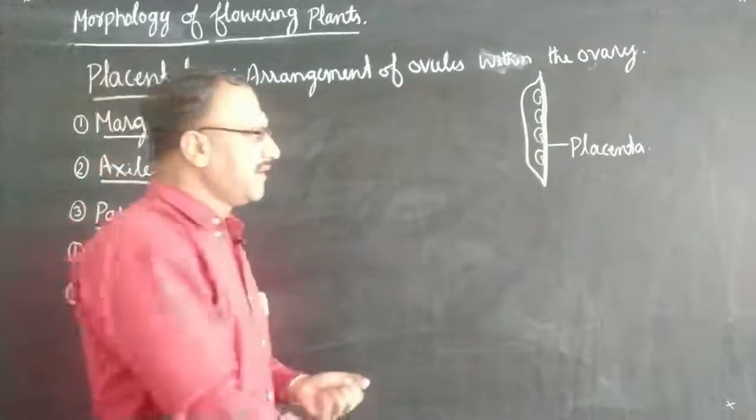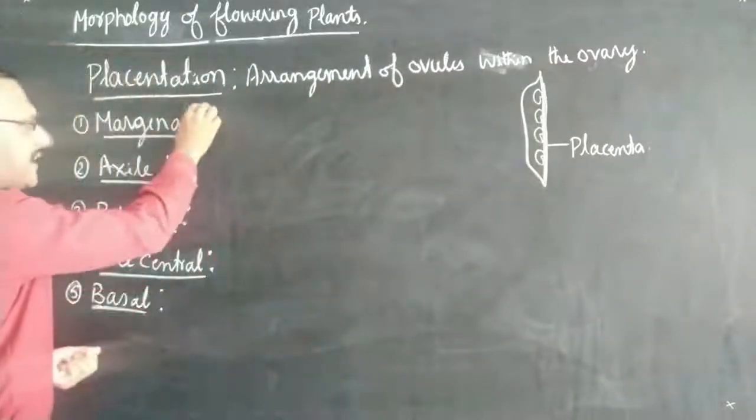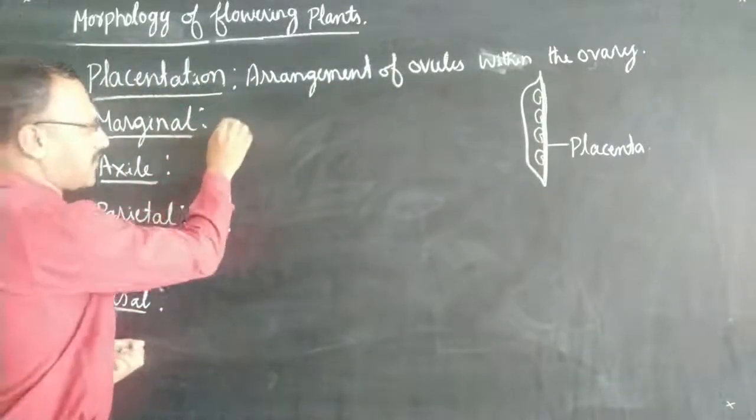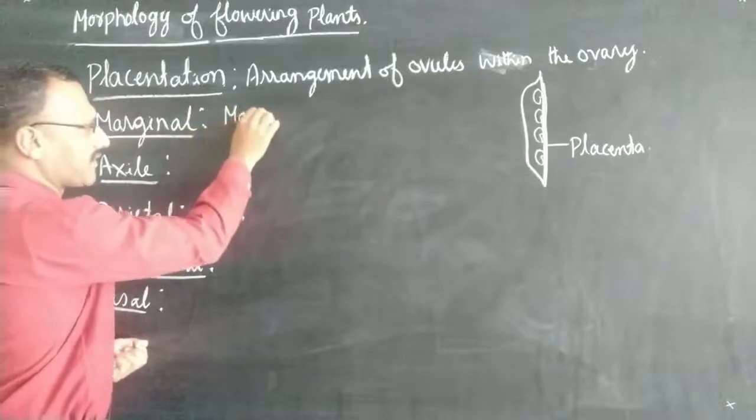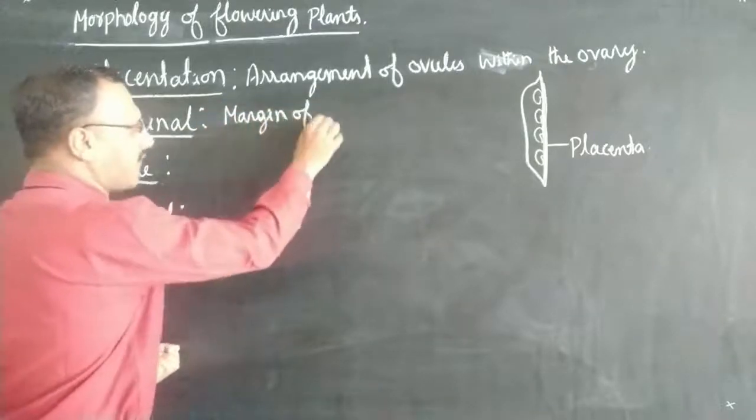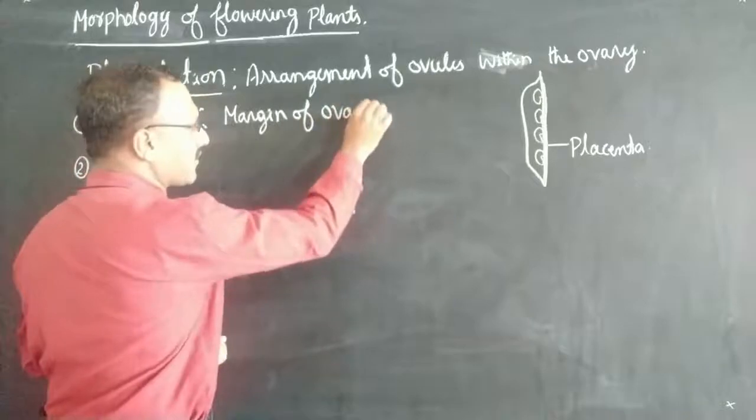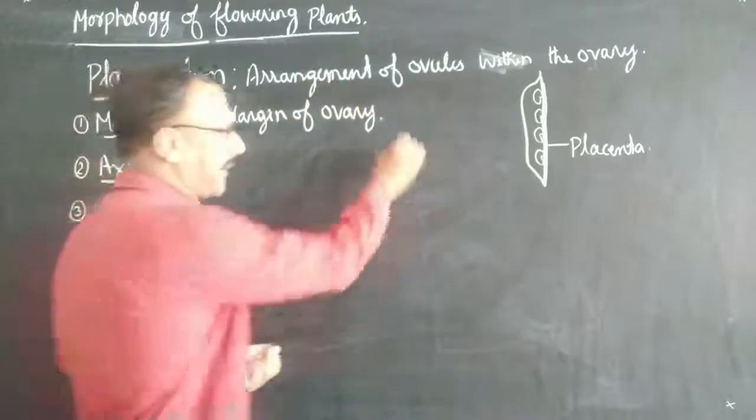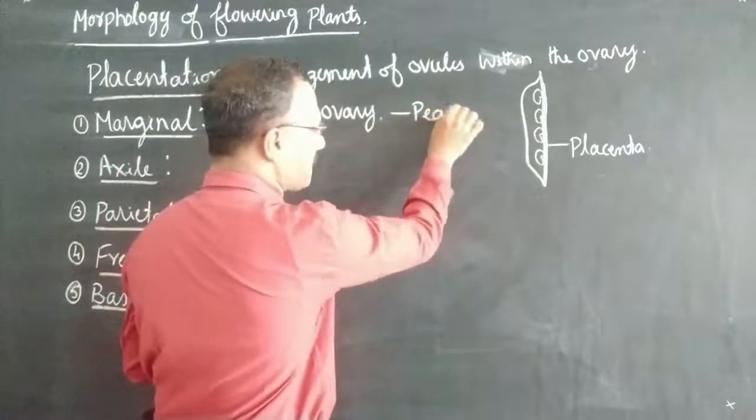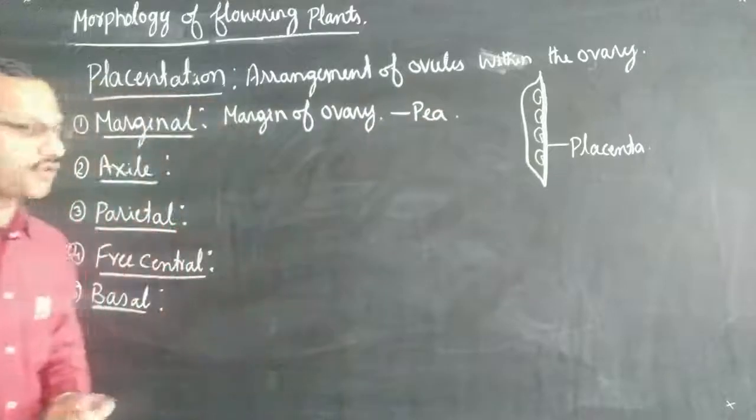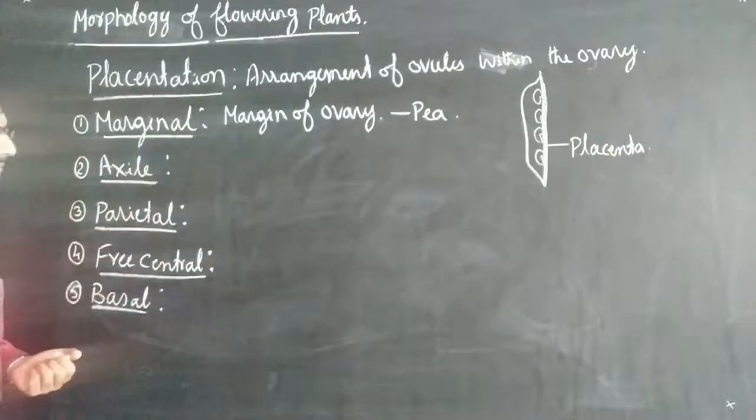The best example you can see is in the case of pea. So the placenta occupies the margin of the ovary. Examples: pea, bean, or crotalaria. There are a number of examples.